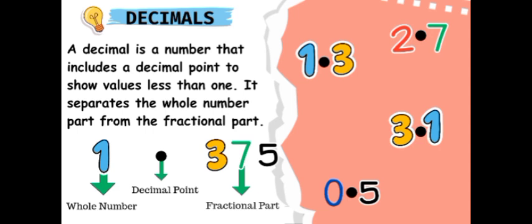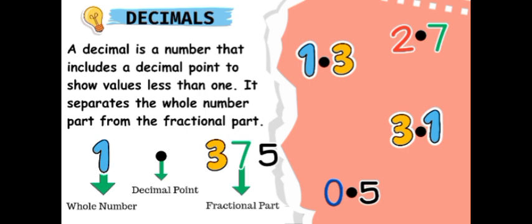The numbers on the left, before the decimal point, are called the whole number. And the numbers on the right, after the decimal point, are called the fractional parts. So the decimal point separates the whole number from the fractional parts. If you notice, I have 1, which is the whole number, then my decimal point. Then I have 357. 357 is my fractional part, and they are less than 1.